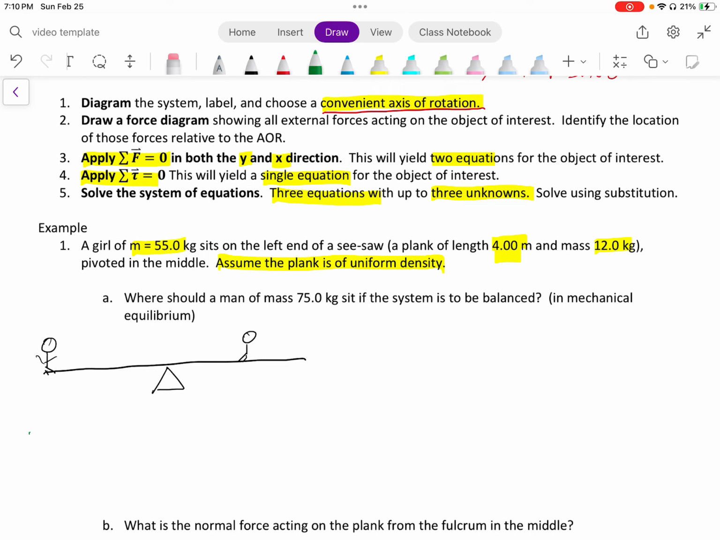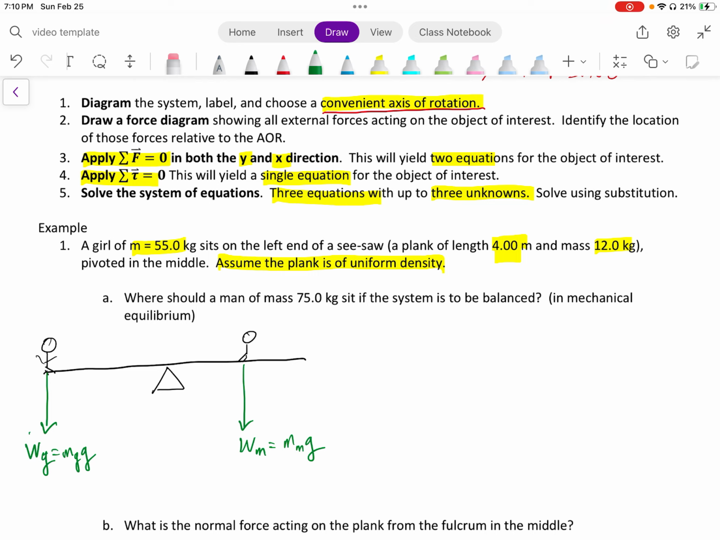First, the girl is putting a force downward. We'll call that the weight of the girl or the force of gravity acting on the girl. We have the weight of the man that's pushing down on the seesaw. I can label that weight. I can label that force of gravity. They are the same thing. That is mass of the girl times little g. That is equal to mass of the man times little g.